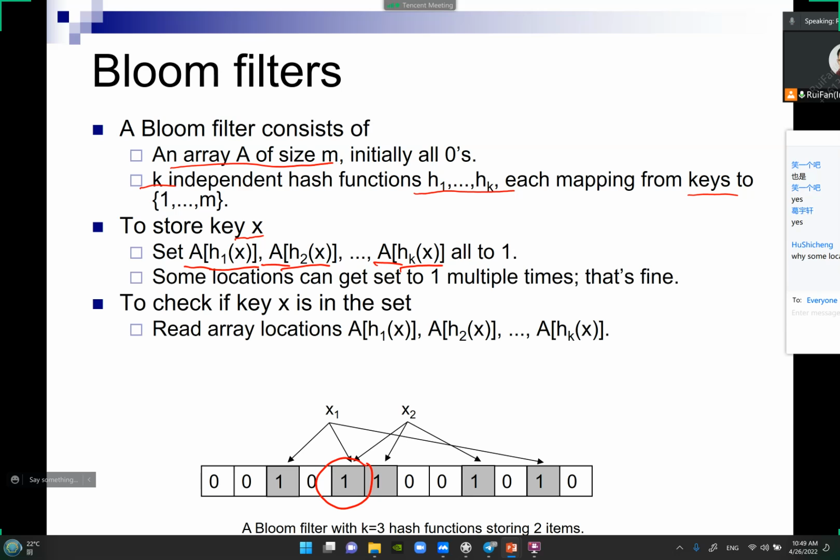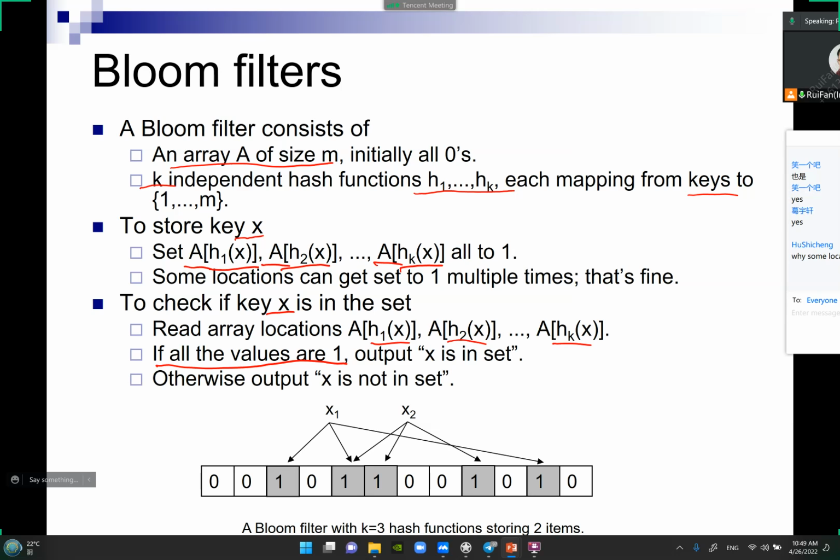All right, the next thing is that you need to be able to check whether a key is in the set. To do this, if you want to check whether key x is in the set, again you take all your hash functions and apply them to x, and that produces k locations. Then you simply read all those locations. If all the values are 1, you say that x is in the set. But if there are any zeros in these k different locations, then you say that x is not in the set.